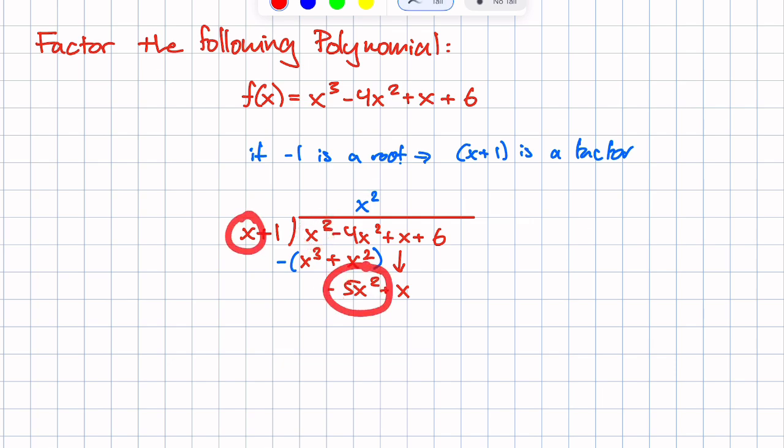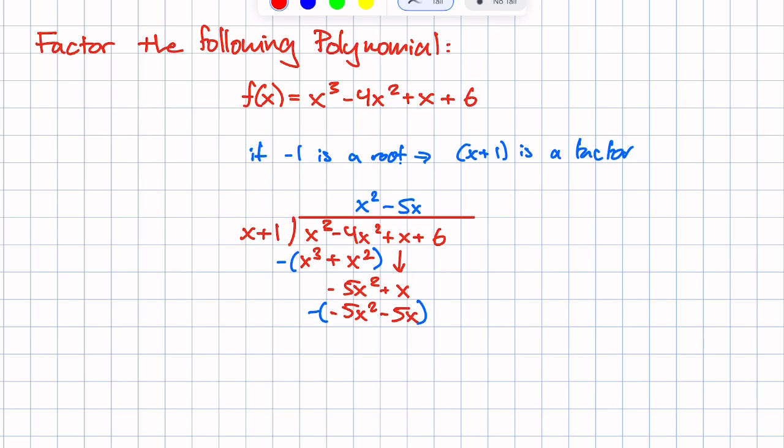What do I need to multiply x by to get to negative 5x squared? Well, it needs to be multiplied by negative 5, as well as an x to get that exponent to a 2. So I need to multiply it by negative 5x. I'm going to throw that up on the top here. And then I'm going to multiply this by negative 5x, which would give me negative 5x squared minus 5x. And then we're just going to repeat. I'm going to subtract. These will cancel out.